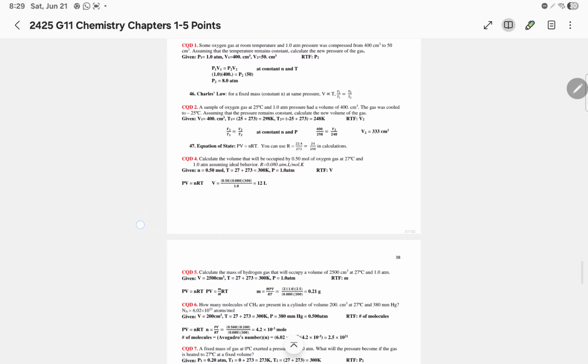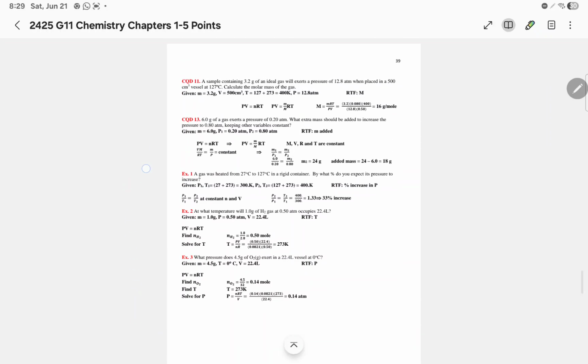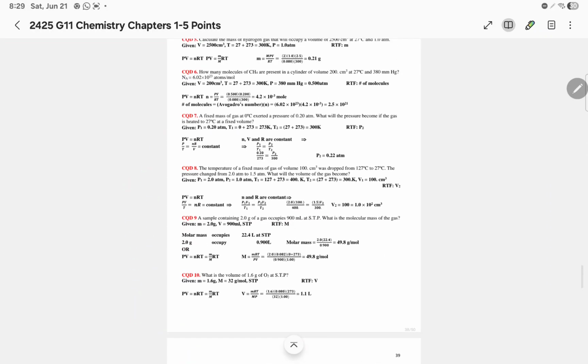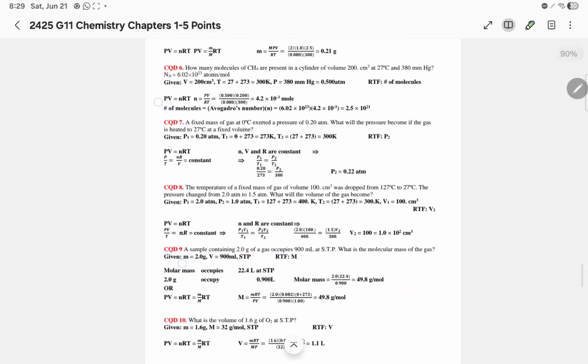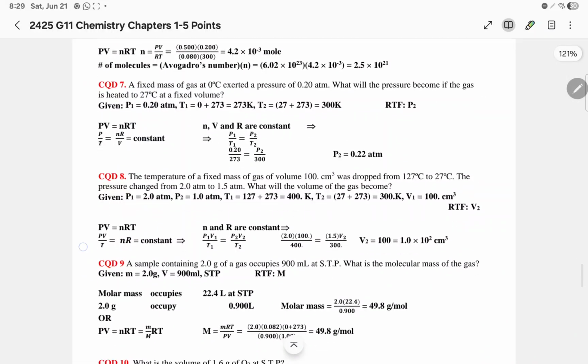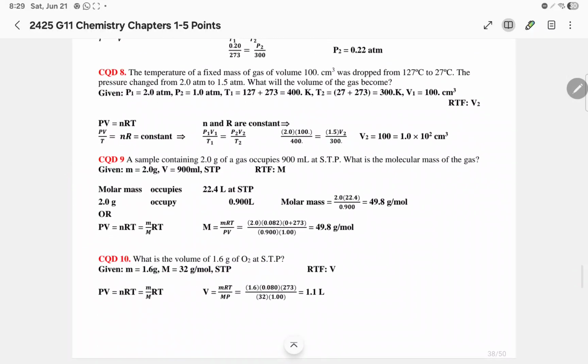To where we were. Did we finish this page? No. Oh yeah, here we reached. The temperature of a fixed mass of volume 100 centimeter cubed was dropped from 127 to 27. The pressure changed from 2 atmosphere to 1.5. What will the new volume of the gas be?